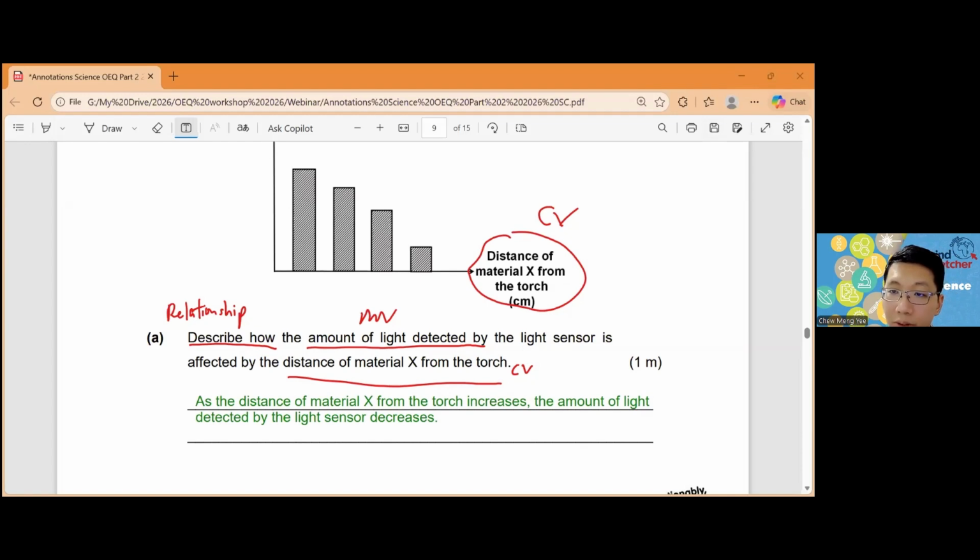How many constant variables must there be? Basically, everything else should be a constant variable, except the measured and change variables.